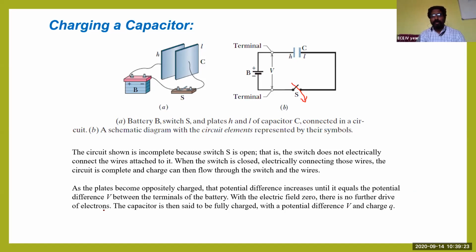Only if electrons move from one point to another can we say that electric current has been developed. If electrons are not moving, we cannot say that; we can say there is no electric field. The capacitor is then said to be fully charged with a potential of V, and the charge equal to Q. Now, I want to give a real-time example.